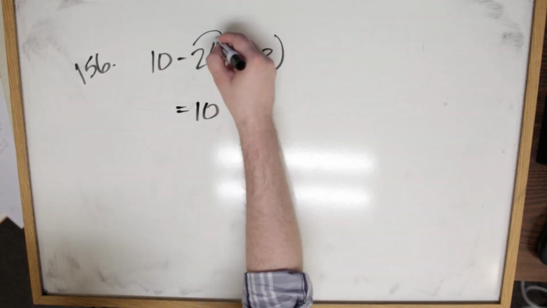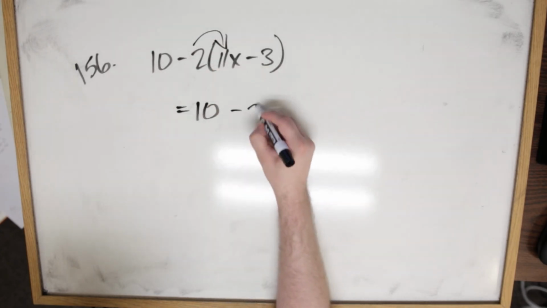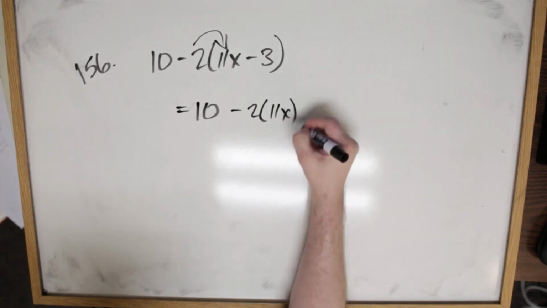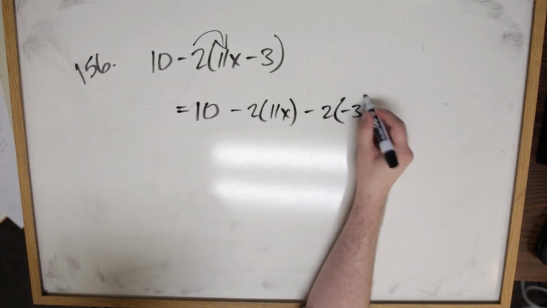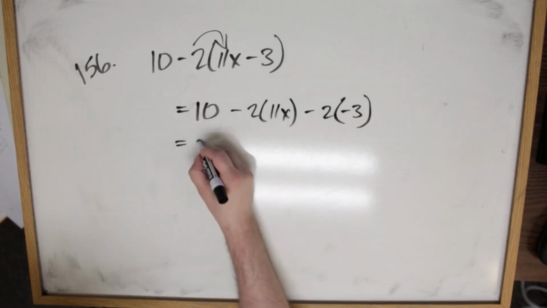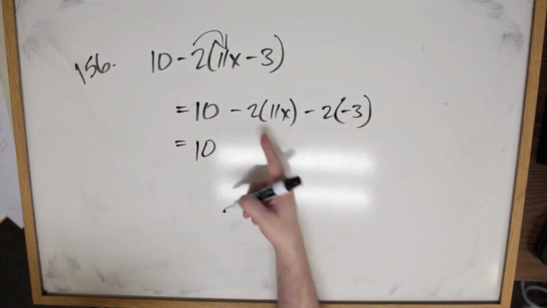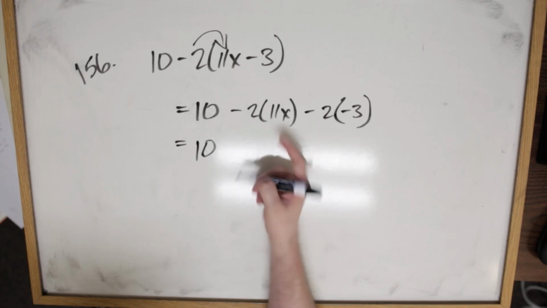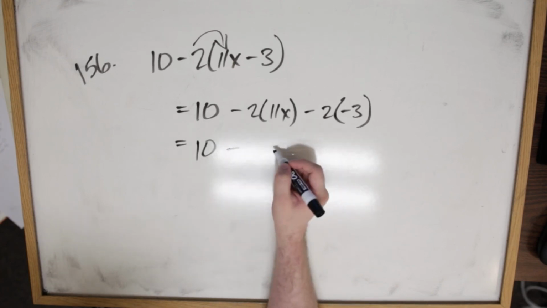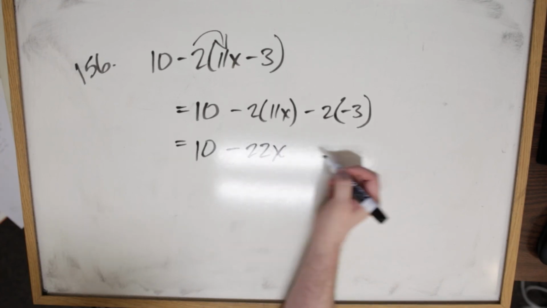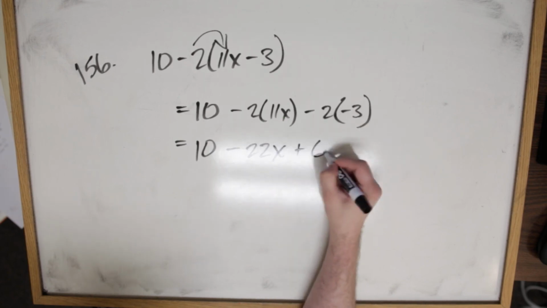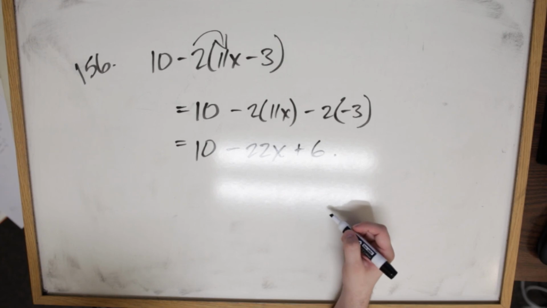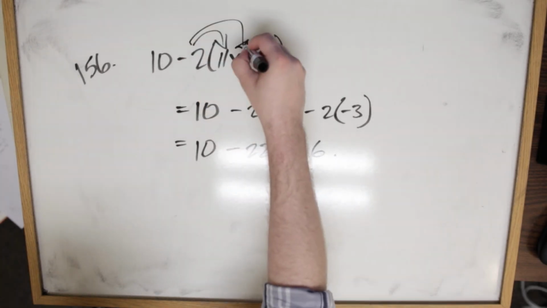So minus 2 times 11, just like you did before, 11x, minus 2 times a minus 3, okay? And now, again, 10 comes along for the ride. Minus 2 times an 11 is going to be a minus 22x. A minus 2 times a minus 3 is going to be a plus 6. Okay? But we're not done yet. We still have a little bit to go.